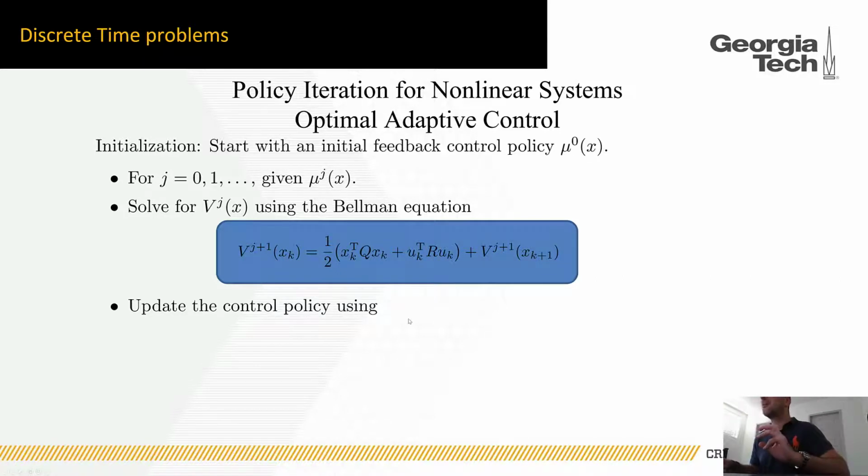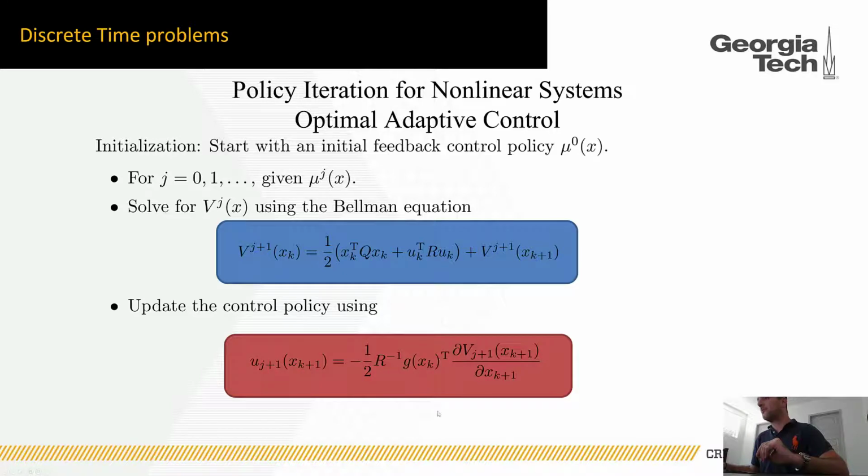You update the control policy using the cost that you found before, and you do that recursively. Again, in your policy iteration, you have j plus 1, your u is u_{j+1}.